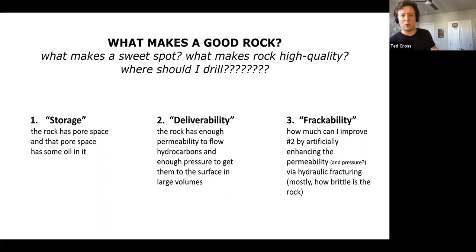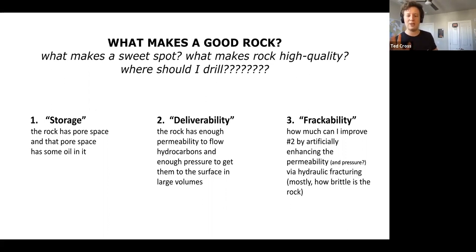Second is what people like to call deliverability, which is the rock has enough permeability to flow the hydrocarbons, and it has enough pressure to get those hydrocarbons to the surface in large volumes.